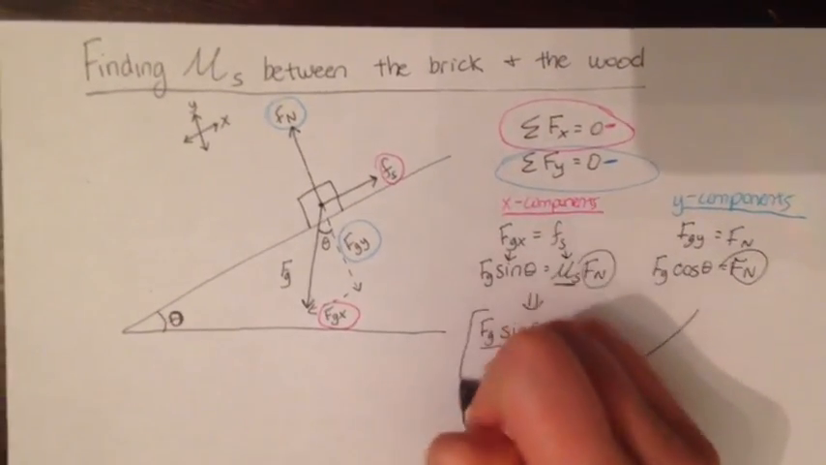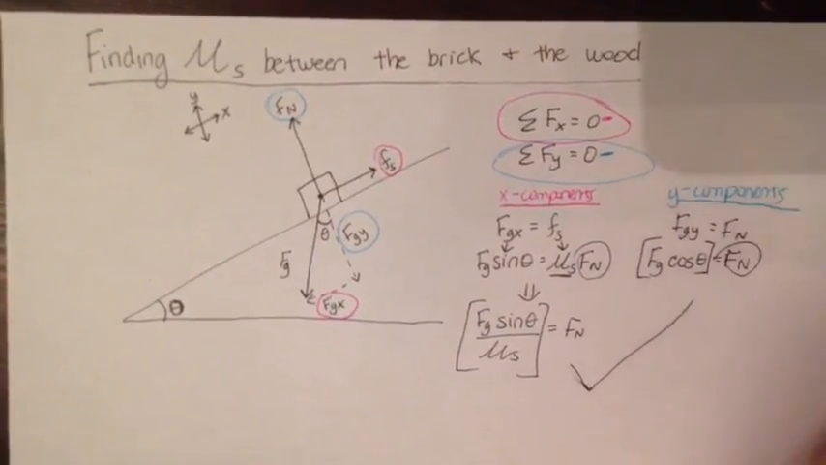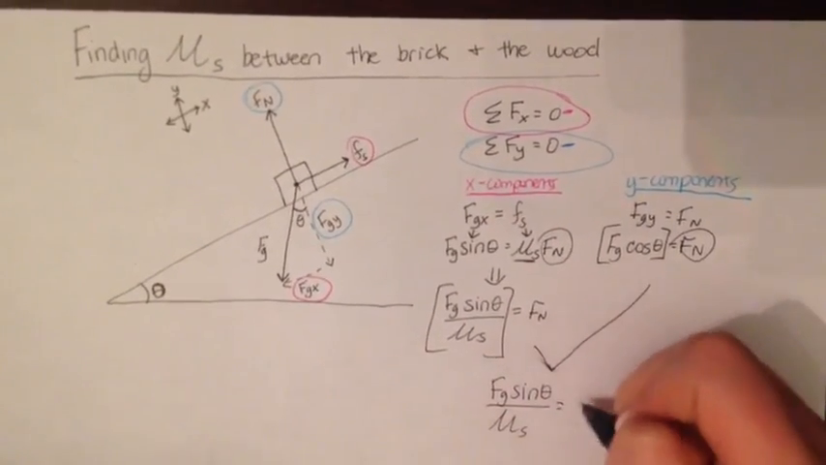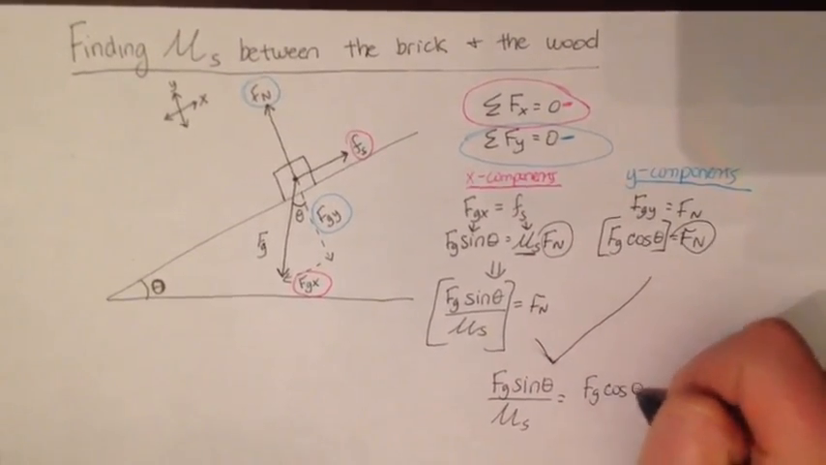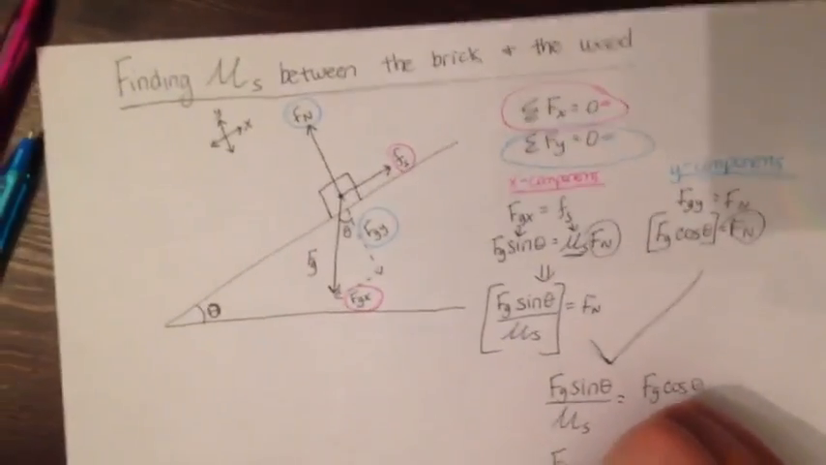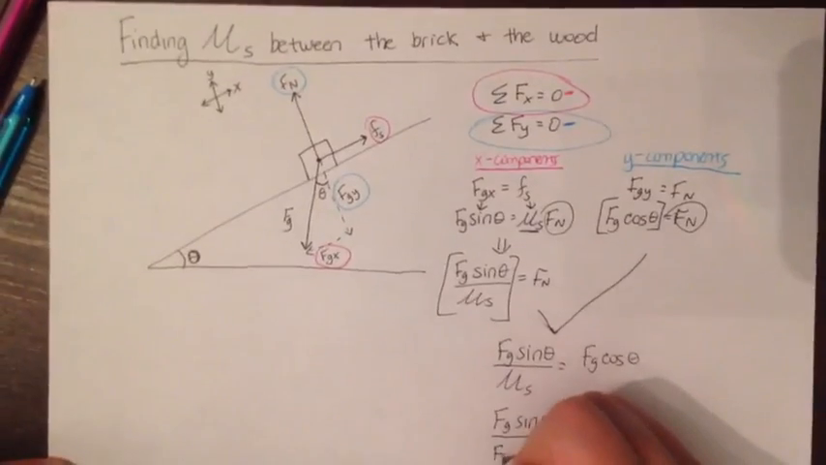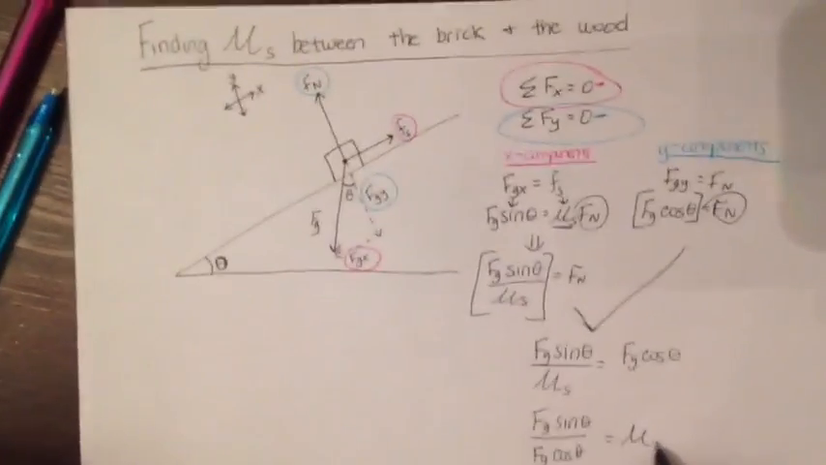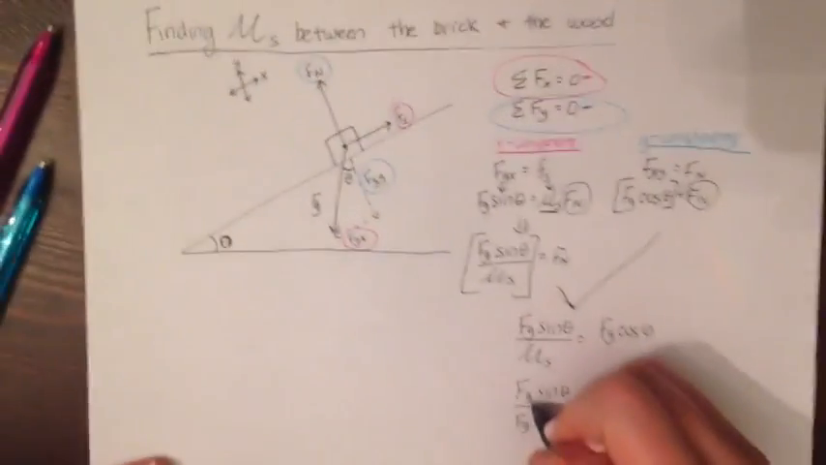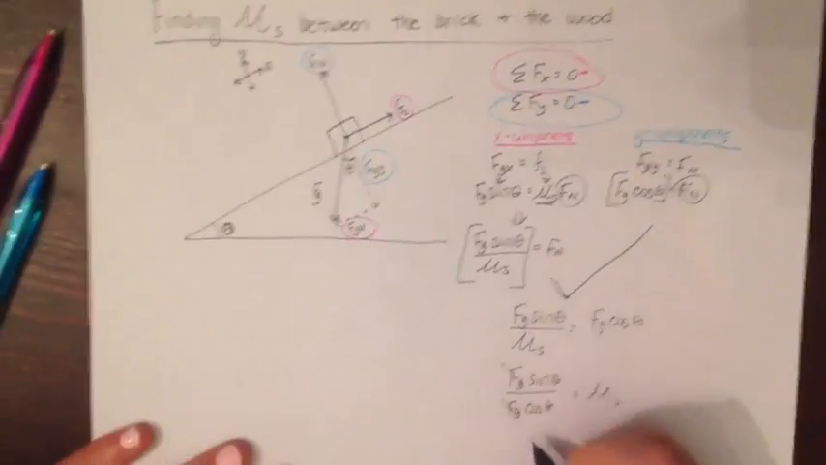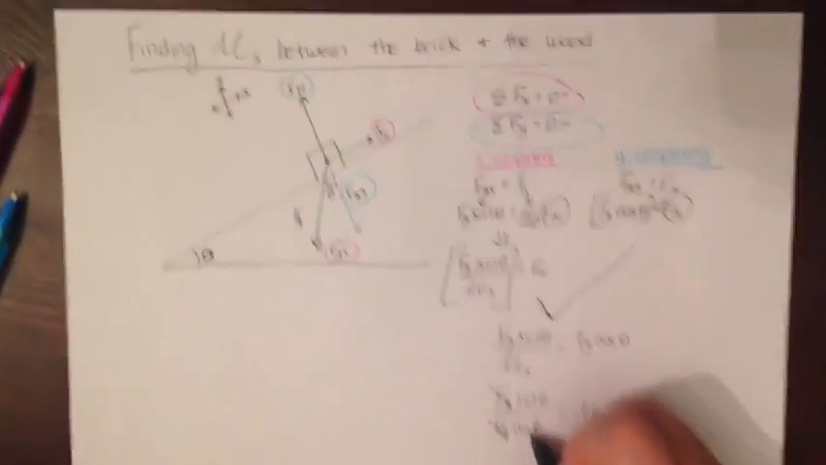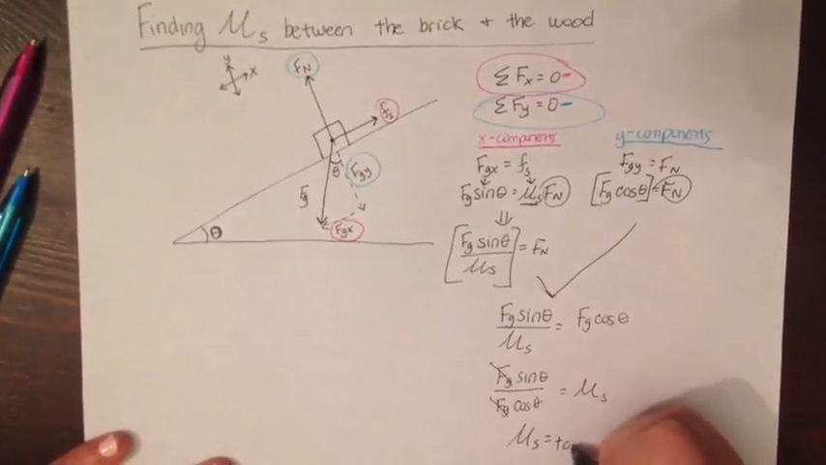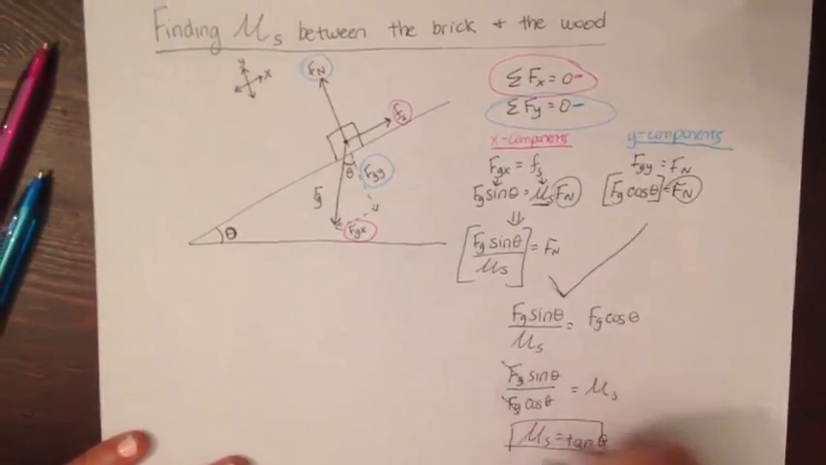And we can set these two sections equal to each other because of the transitive property. And we have F_g sine theta over mu sub s equals F_g cosine theta. So now, because of simple fraction rules, we can say F_g sine theta over F_g cosine theta equals mu s, or coefficient of static friction. And now we can just cancel out the force of gravity in the numerator and denominator, and we have sine theta over cosine theta equals mu sub s. So now we know that mu sub s just equals tangent of theta, and there is our equation.